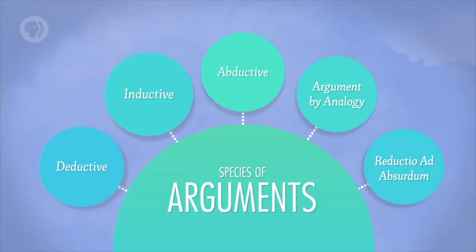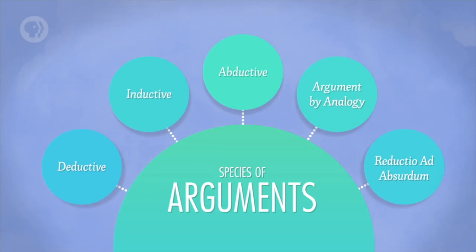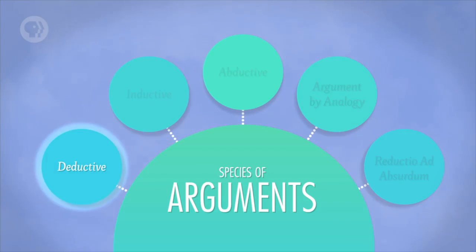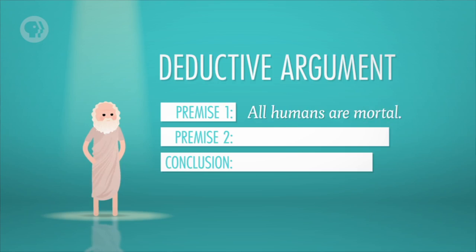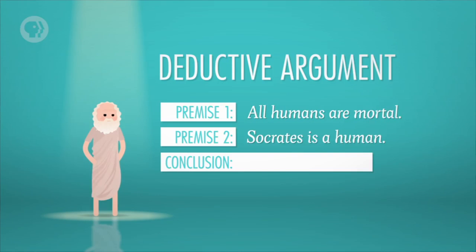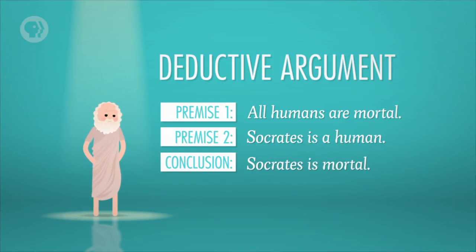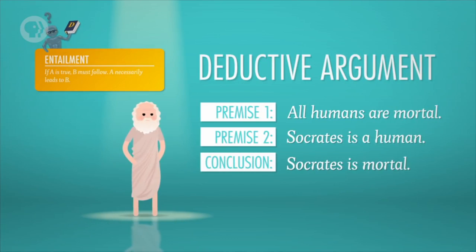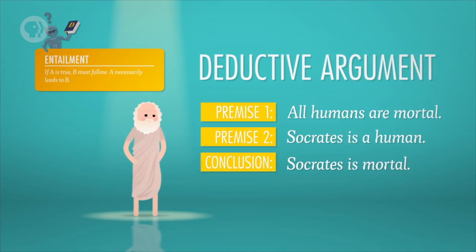There are actually several different species of arguments. Probably the most familiar and the easiest to carry out is the deductive argument. The main rule of a deductive argument is, if your premises are true, then your conclusion must be true. And knowing that something is actually true is very rare and awesome. So here's a boiled down version of a good deductive argument. Premise 1, all humans are mortal. Premise 2, Socrates is human. Conclusion, Socrates is mortal. This kind of reasoning, where one fact leads to another, is called entailment. Once we know that all humans are mortal and that Socrates is human, those facts entail that Socrates is mortal.